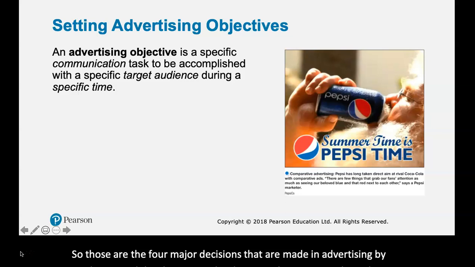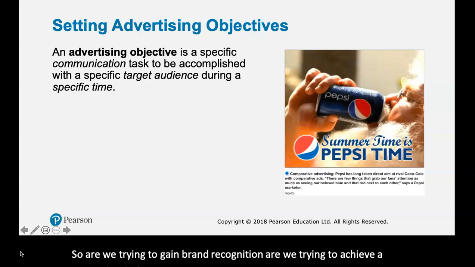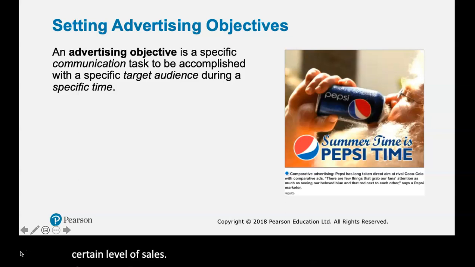So an advertising objective is basically, what are we trying to communicate, and what are we trying to accomplish with that communication to that specific target audience during the specific time that we run the ad? So are we trying to gain brand recognition? Are we trying to achieve a certain level of sales? If you see here in the graphic, Santa Claus is drinking a Pepsi.